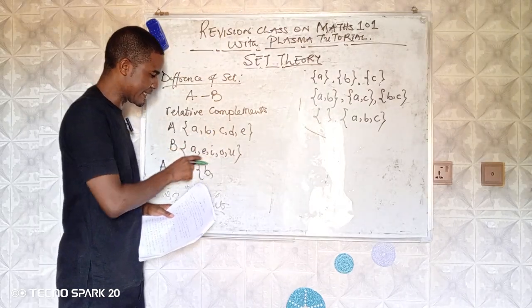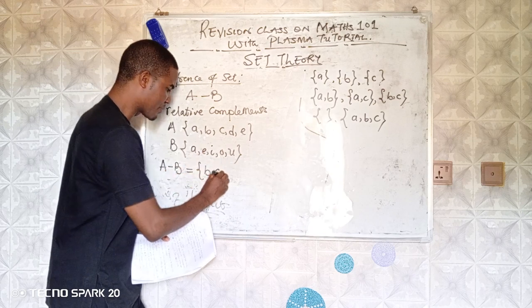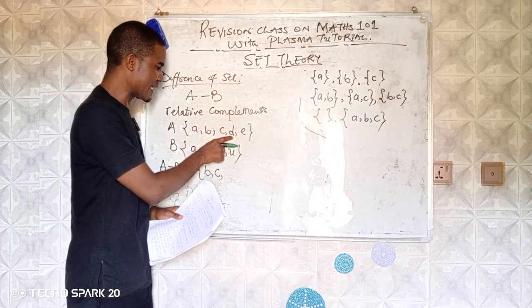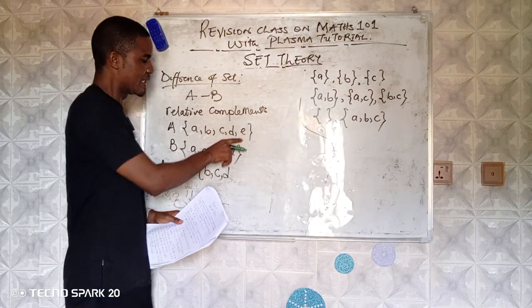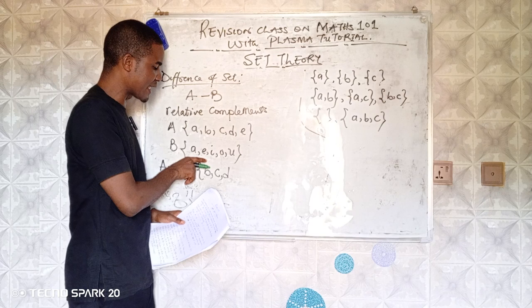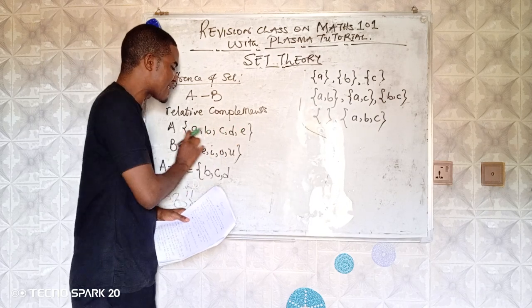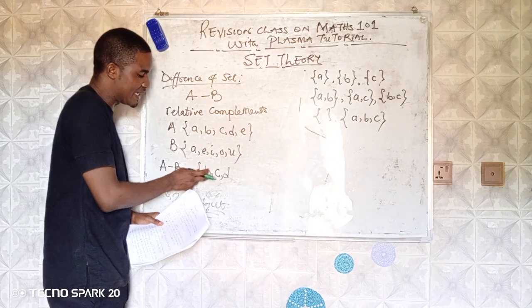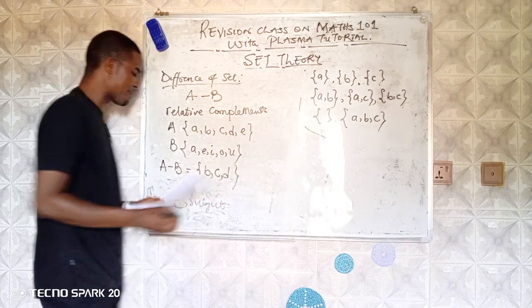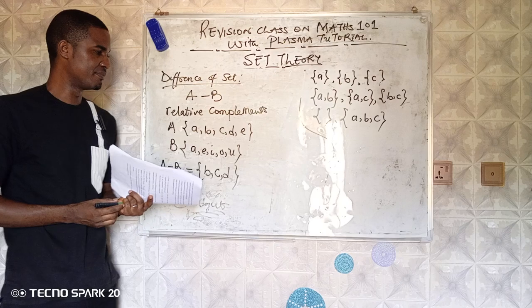C is here. Is C found here? No. C becomes the second member here. D is here. Is D found here? No. D becomes the third member here. E is here. Is E found here? Yes. So all the elements that are in A that are not found in B are just B, C, D. That becomes A minus B.